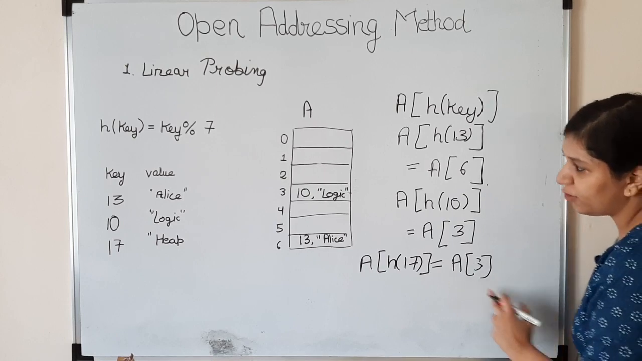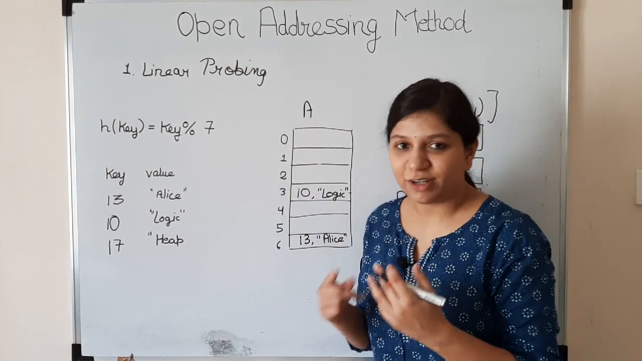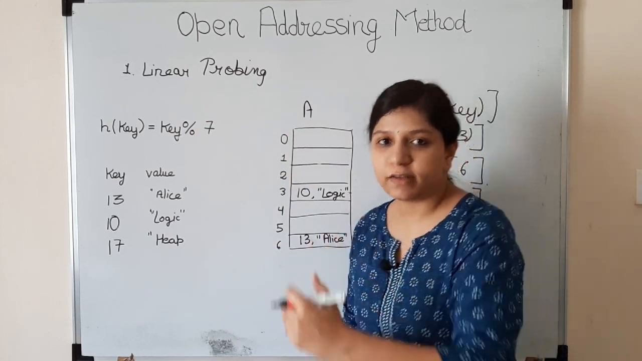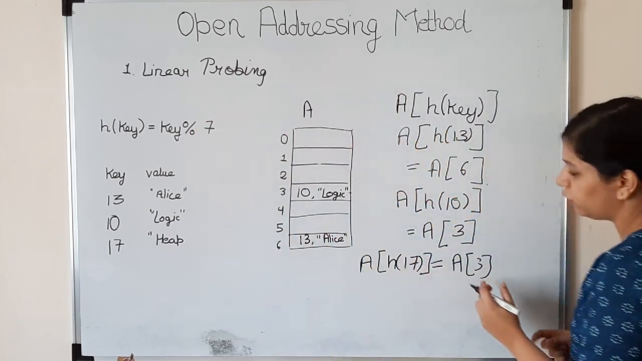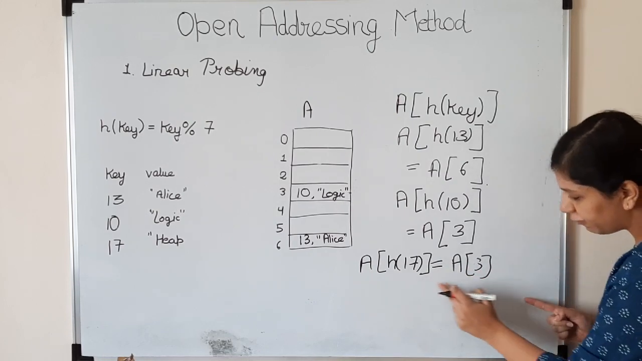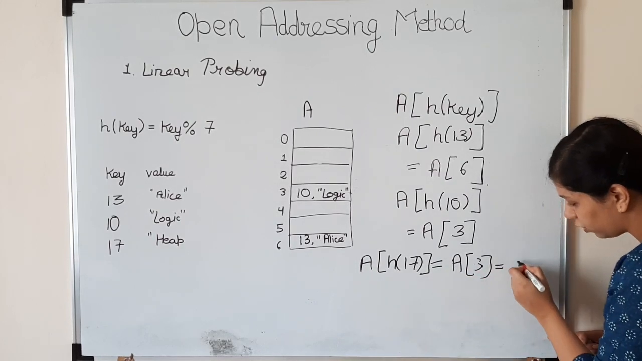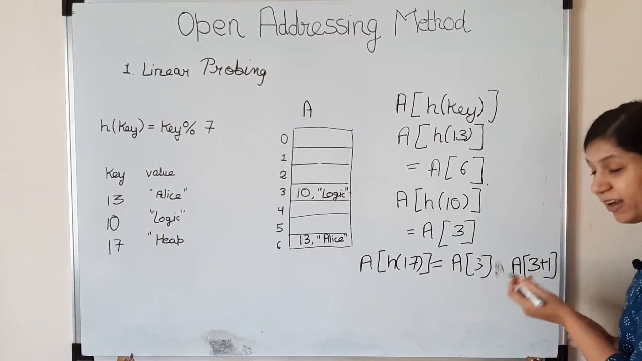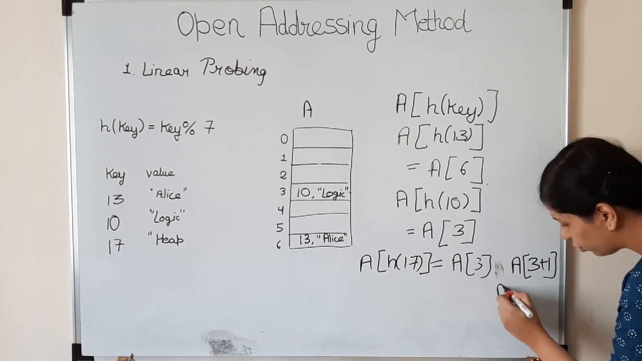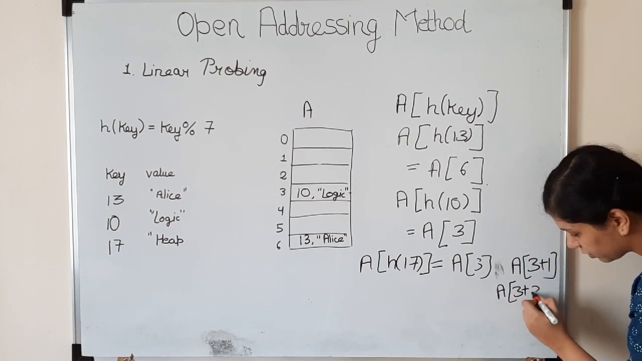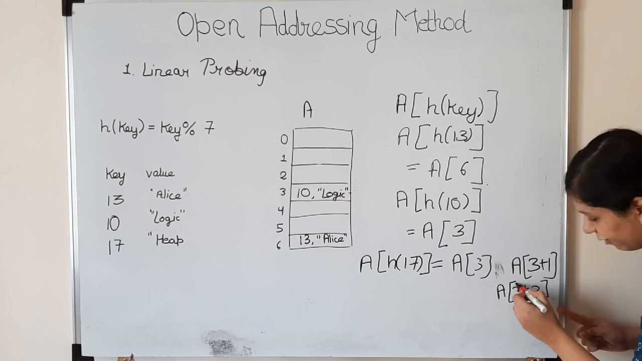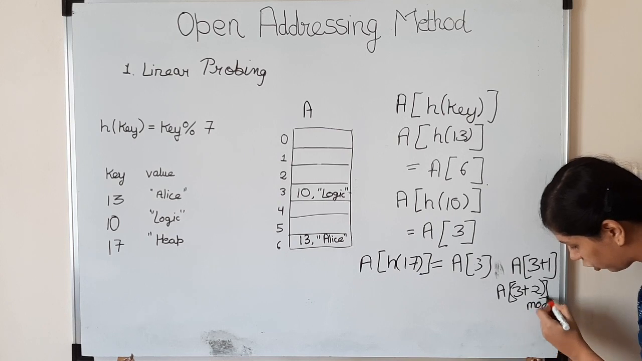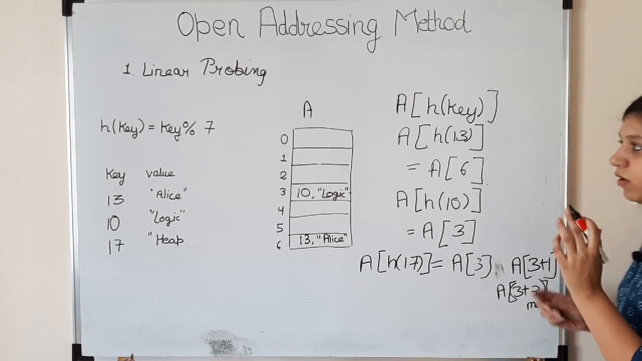So at A3 you'll go, but this place is already occupied. In linear probing, you go to the next index, just next. So what I mean to say is, if this is evaluating to A3, you'll go to A3 plus 1. If this is also filled, you'll go to A3 plus 2. And every time this value is increasing, we should limit it. We should put mod n here.